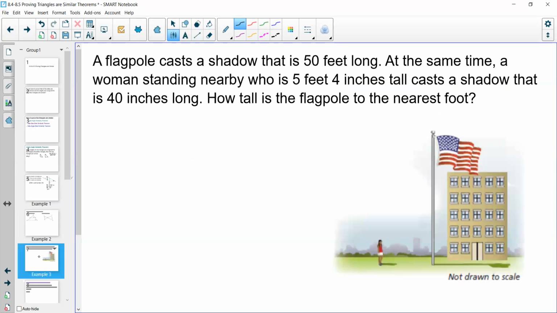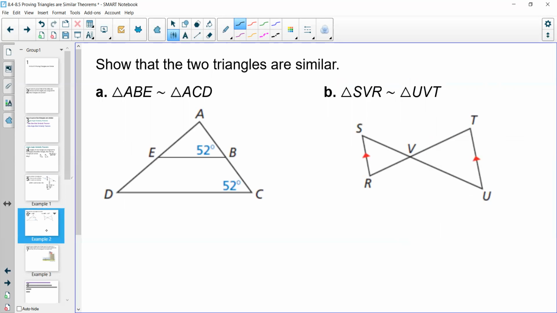Fantastic. So that's kind of how we would do it. Now, this next example here is very similar. We want to show that these two triangles are similar. Now, these ones take a little bit of a different approach than that previous one. So in this first one here, we've got triangle ABE, which is this little triangle. And we want to show that it's the same as triangle ACD, which is this big triangle here. So we want to show that those are the same.